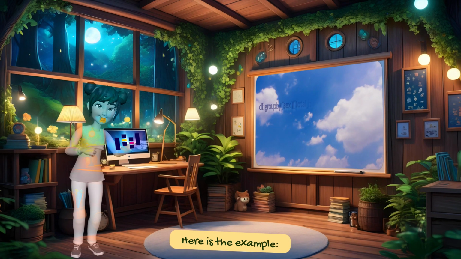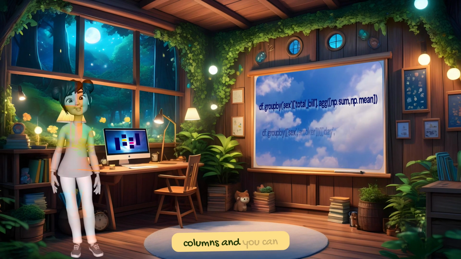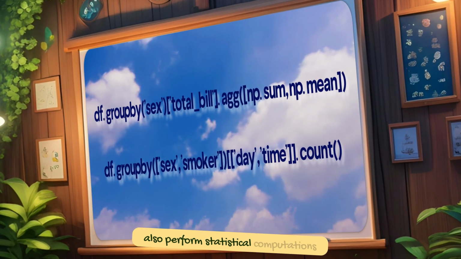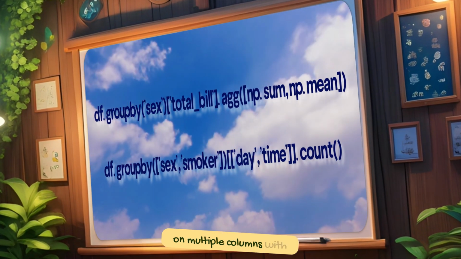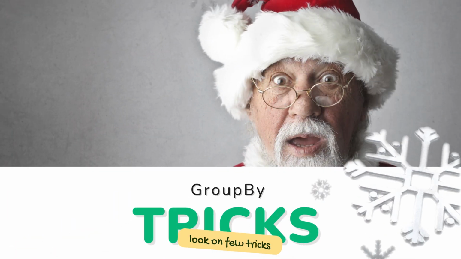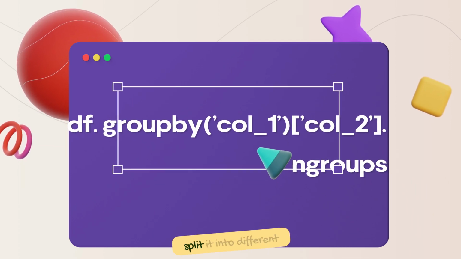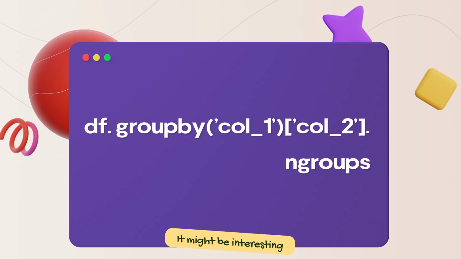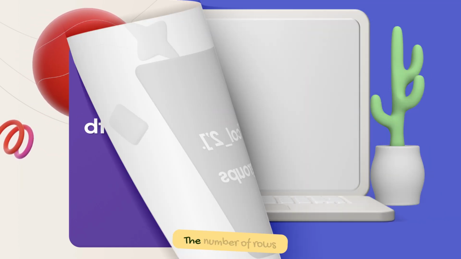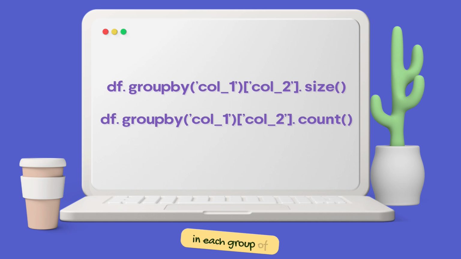Here is the example. You can group multiple columns, and you can also perform statistical computations on multiple columns with the groupby function. Now, let's have a look at a few tricks you can do with groupby in Pandas. Once the data is split into different categories, it might be interesting to know the number of groups. The number of rows in each group of the groupby object can be easily obtained using the function size or count.